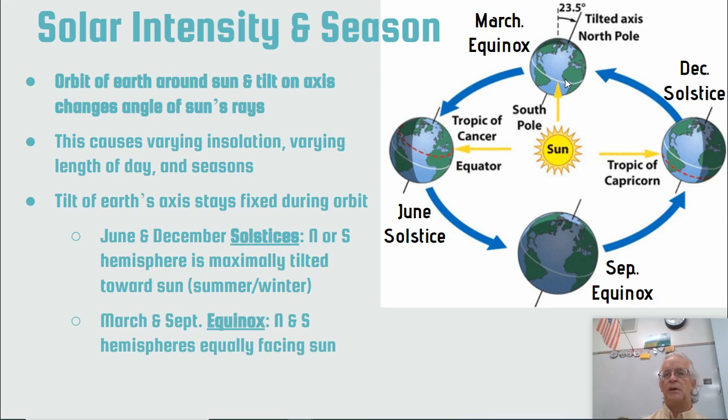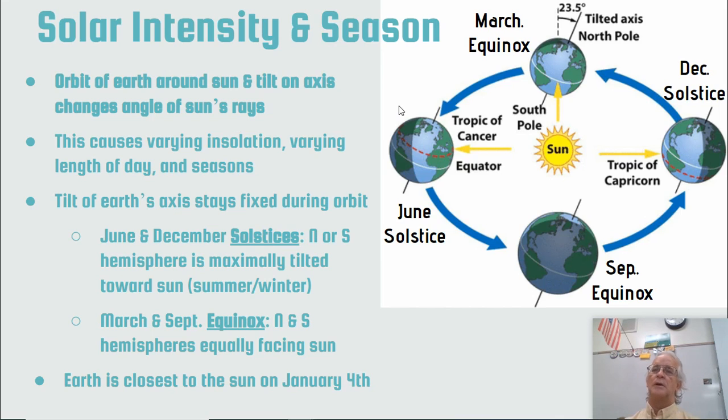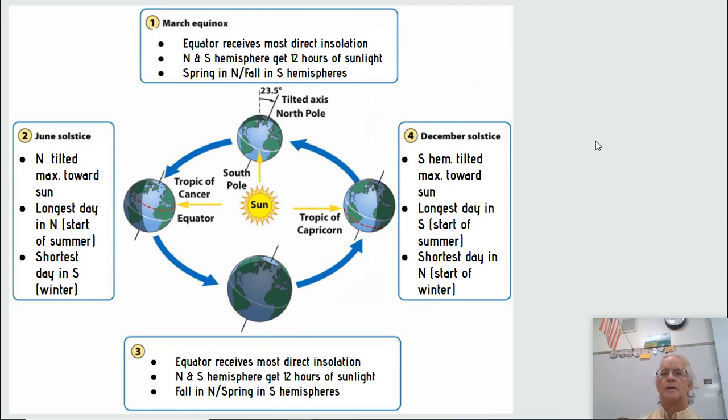March and September, equinox, meaning equal amount, northern and southern hemispheres are equally facing. They're the same angle. Earth is closest to the sun on January 4th. And so the seasons are not caused by how close we are to the sun, but by how much the tilt is facing it. And so here there's going to be more of the northern hemisphere hit, less of the southern hemisphere. Exactly opposite here.